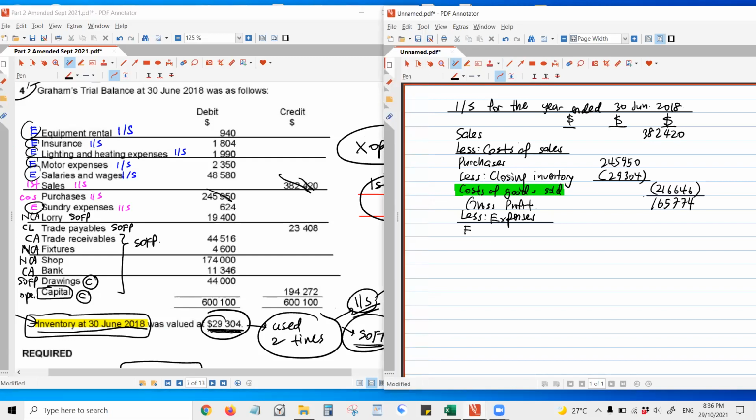Here I write short form. Equipment rental. I just want to save time. Lighting and heating expenses. Motor expenses, salary and wages. But I don't mean that you can write short form in the exam. I just want to save the tuition time here. I would like to move on to other questions. So after that, take the figures, put it into the middle column. Make sure you copy the right figure.